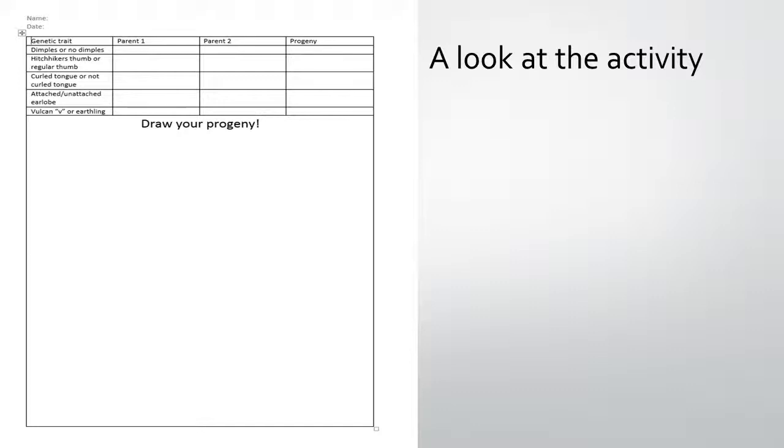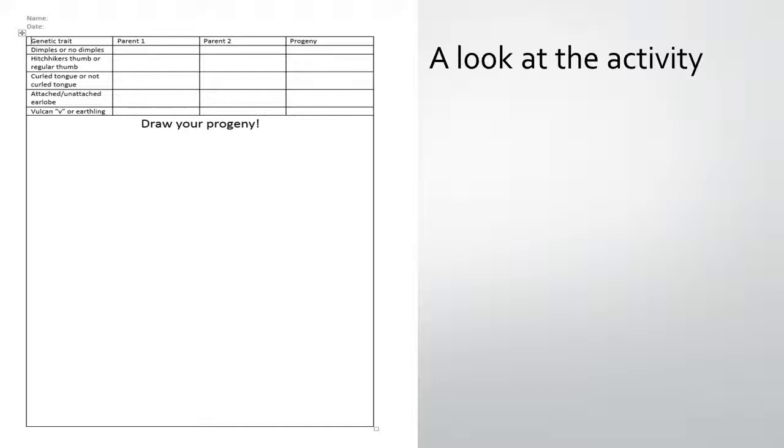But let's say for the hitchhiker's thumb, I have a regular thumb, but parent 2 has hitchhiker's thumb. We would just say that heads is the regular thumb and tails is the hitchhiker's thumb. You flip the coin, and whatever it lands on, your progeny will express. And so go through and do that for all 5 of those. You will see examples of what each of those look like in the next slides.